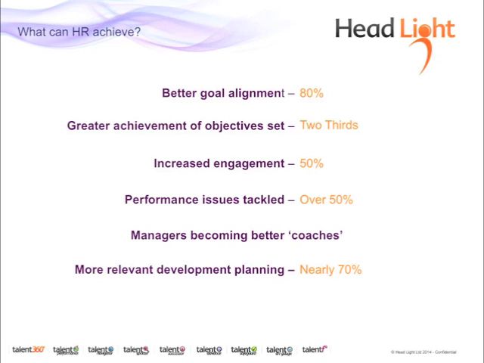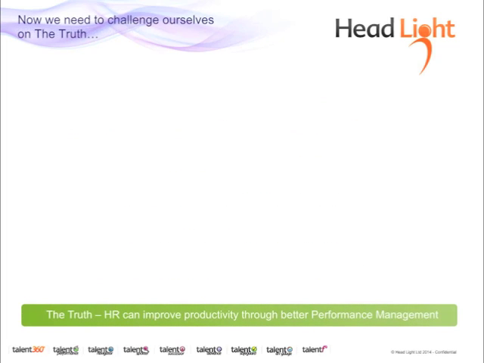In the organisations in our research project, 80% cited better goal alignment through improved performance management with tools and training. Two-thirds were talking about and witnessing a greater achievement of the objectives being set, and there were other figures around better engagement and performance issues being tackled more readily. So I think the research shows quite clearly that by improving performance management in an organisation, with HR driving it forward, these kinds of benefits are typical of what organisations can achieve. When we challenge ourselves on the truth, I think we can believe that these things are actually possible and that other organisations have really borne this out.